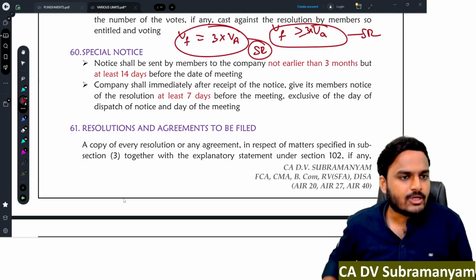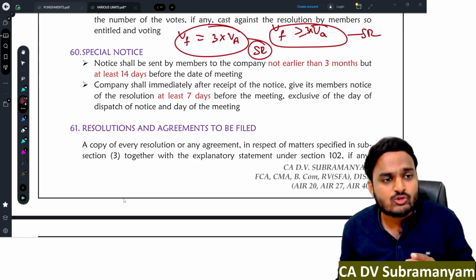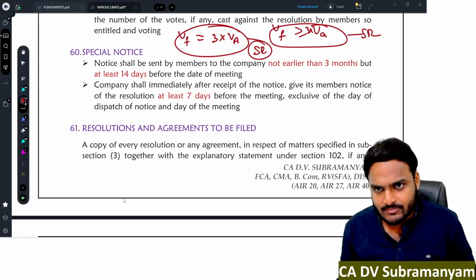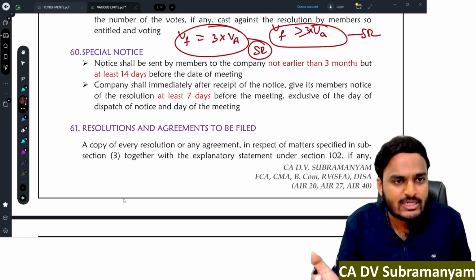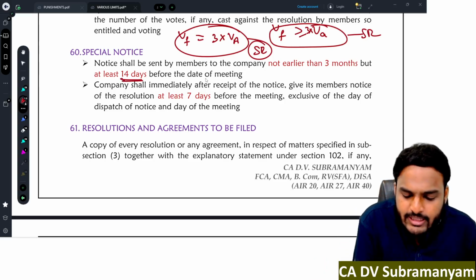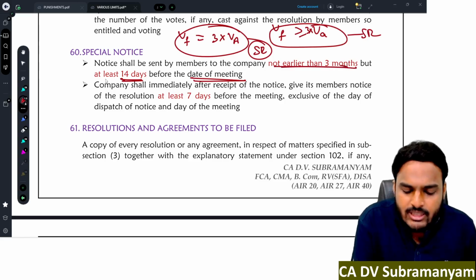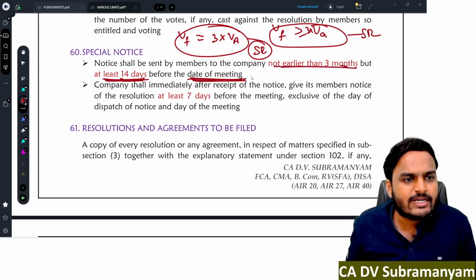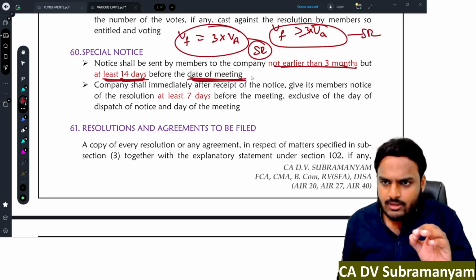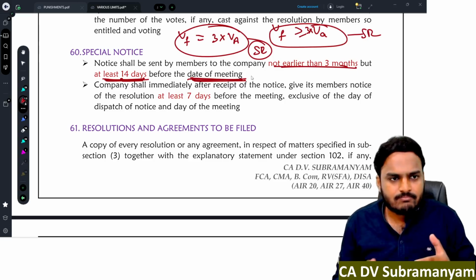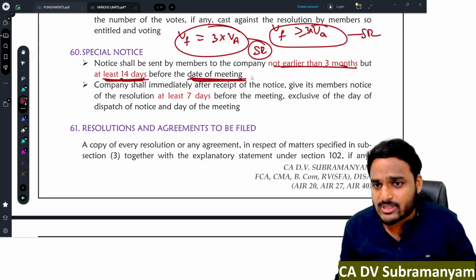Special notice. Generally, the company can give notice of a general meeting at least 21 days before the meeting. But for special notice, members will give special notice to the company at least 14 days before the date of meeting. It should not be earlier than 3 months, but it should be at least 14 days before the date of meeting. So 14 days before the date of meeting, they can give special notice. Sir, it is 10 days before meeting, sir. They can't give special notice.